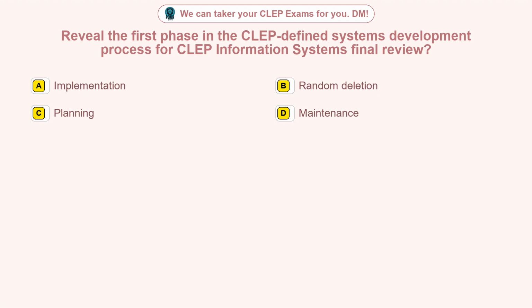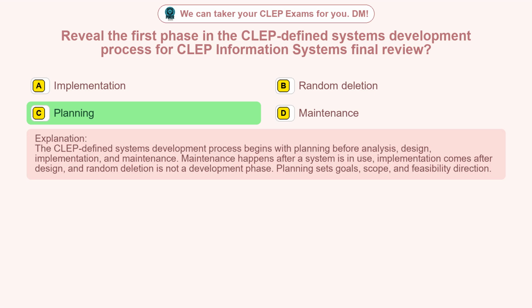Question 64. Reveal the first phase in the CLEP-defined systems development process for CLEP Information Systems final review. Option A. Implementation. Option B. Random deletion. Option C. Planning. Option D. Maintenance. The correct answer is option C.